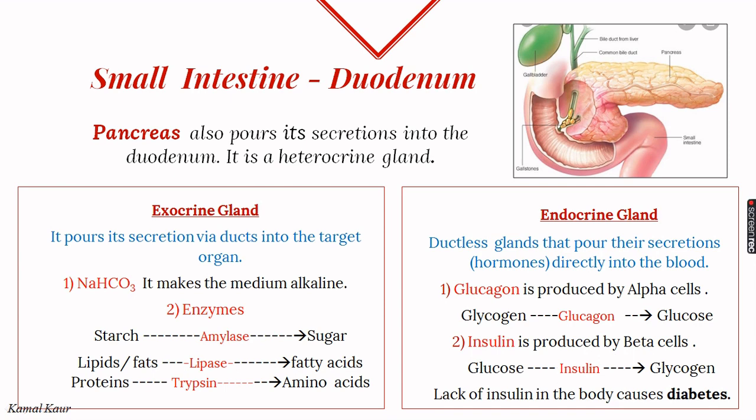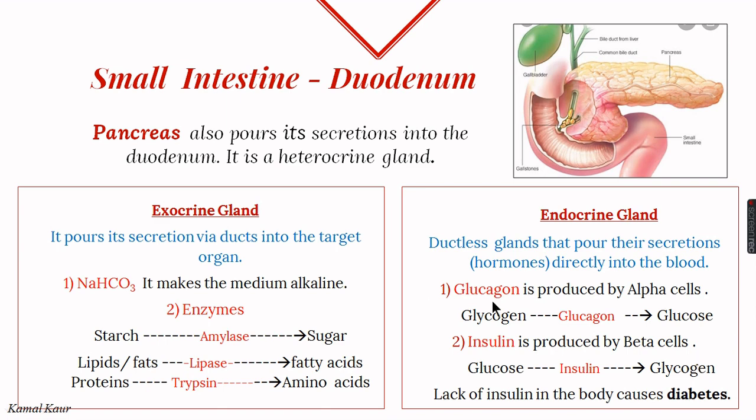And then the person will get the disease called diabetes. So diabetes is an increase in the level of glucose in the blood. Why is this diabetes caused? Because of lack of insulin in the body. It means the function of insulin is to regulate the amount of glucose in the blood by converting this glucose into glycogen and storing it in the liver.